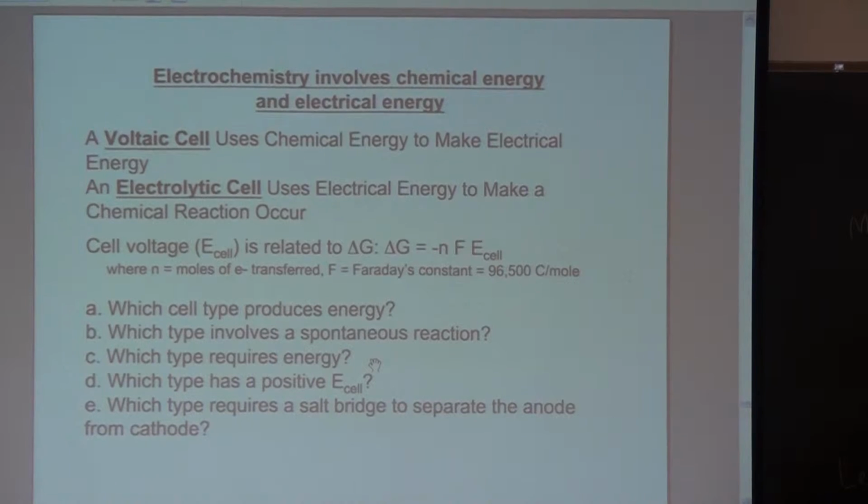Which cell type requires energy? Electrolytic. Yes, electrolytic cell, because we have to supply electrical energy to make a non-spontaneous chemical reaction occur. Which cell type has a positive E cell? Voltaic. That's a voltaic cell. Which type requires a salt bridge to separate the anode from the cathode? That's a voltaic. That's that battery.